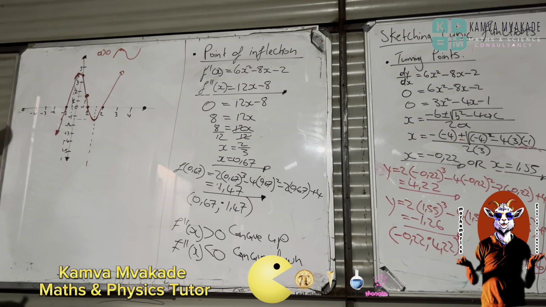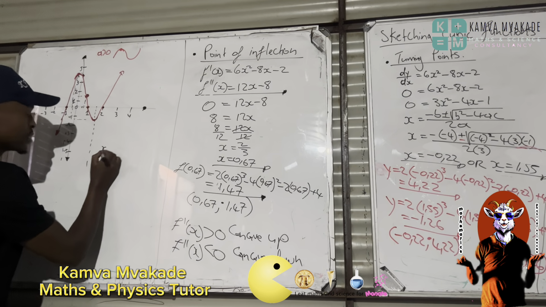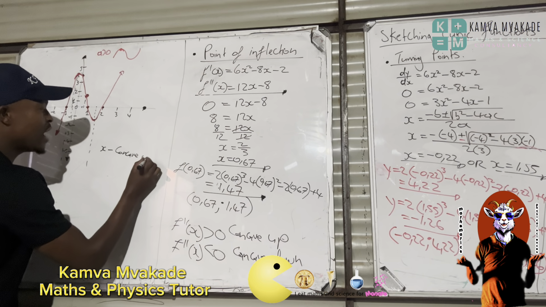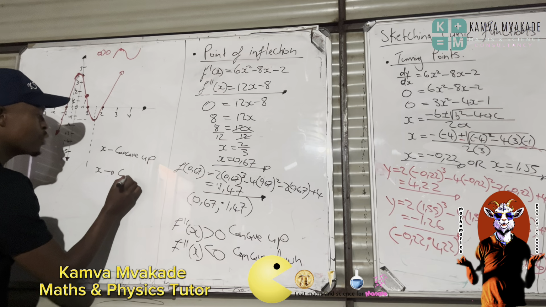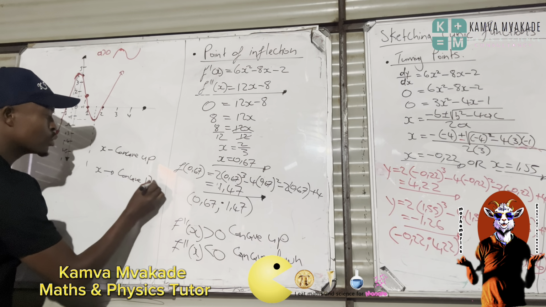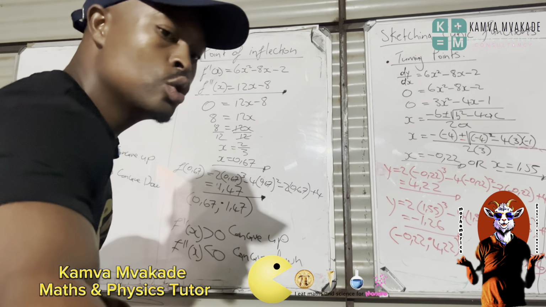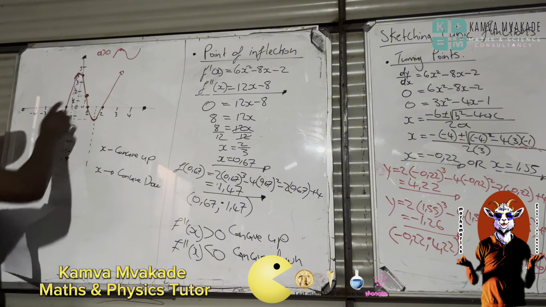So now they will ask you, for which values of x? For which values of x is our graph concave up? For which values of x is our graph concave down? So what are you going to use? You can always use your paper. But what do you use? The point of inflection.